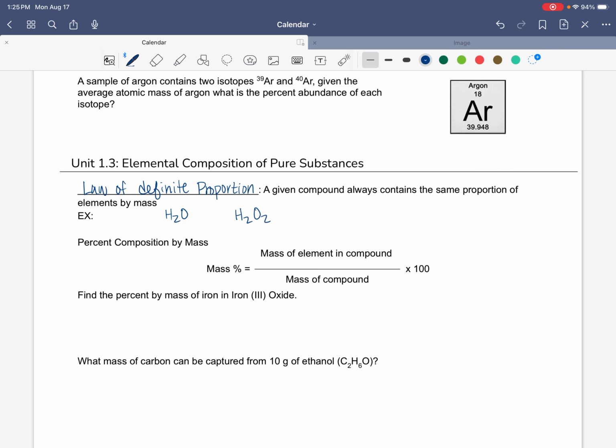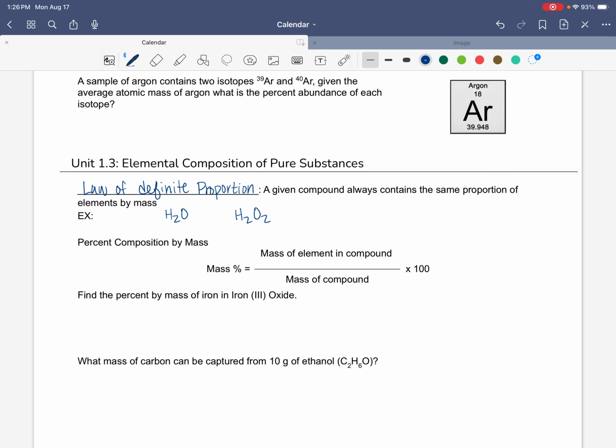So if I wanted to find the percent composition by mass, the percent by mass is equal to the mass of the element in the compound that we're particularly looking at, divided by the mass of the total compound. So we find the molar mass of the compound and then times 100 since it is a percentage.